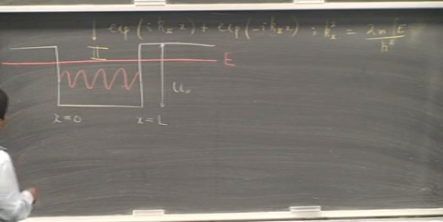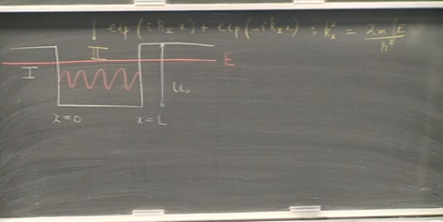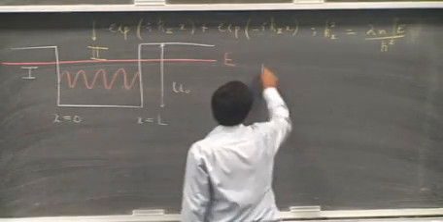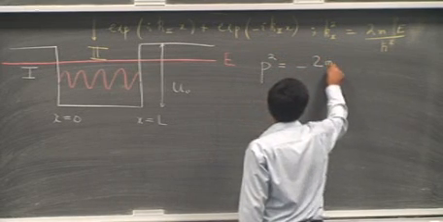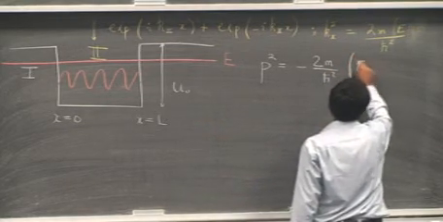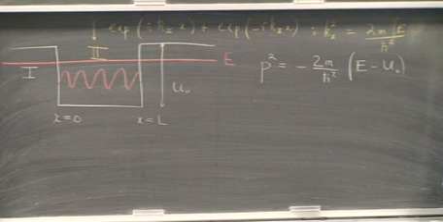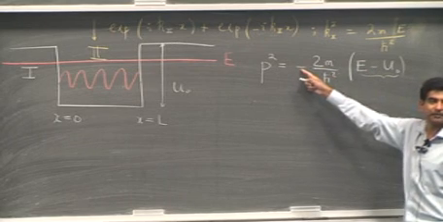So if we solve the Schrodinger equation, say for region number 1, what is the Schrodinger equation? It's given over there. This is the characteristic equation. So let's write the characteristic equation again. The characteristic equation is p squared equals minus 2m over h bar squared (E minus u naught). Now which one of these is greater? U naught is greater. So this is negative. A negative with a negative becomes positive.